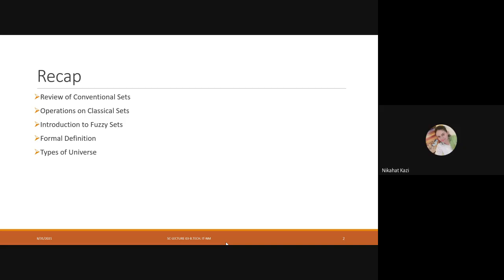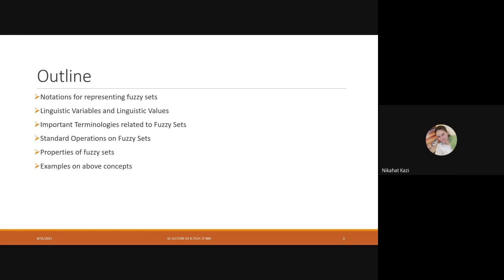So in the last week, we saw the operations on conventional sets, and then we moved on to an introduction of fuzzy sets. We saw the formal definition of fuzzy sets, and we also discussed the types of universes which are there with respect to fuzzy sets. So we'll continue with this and we'll see some other concepts which are related to fuzzy sets.